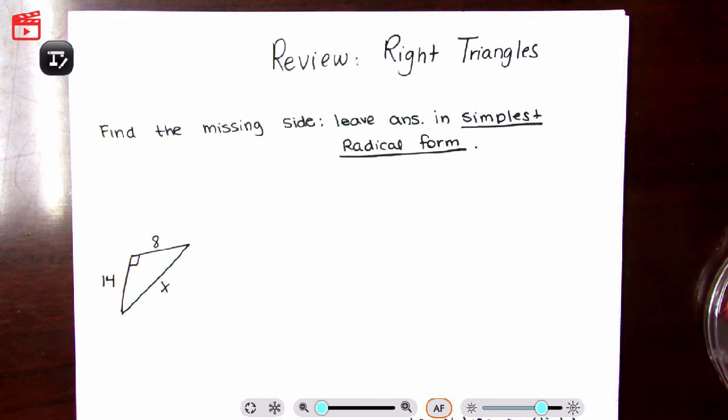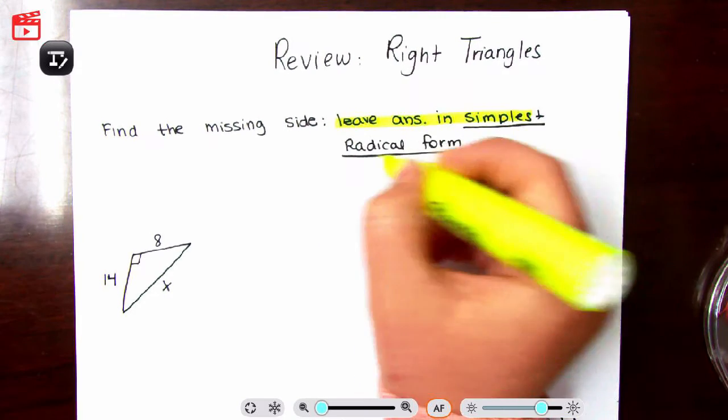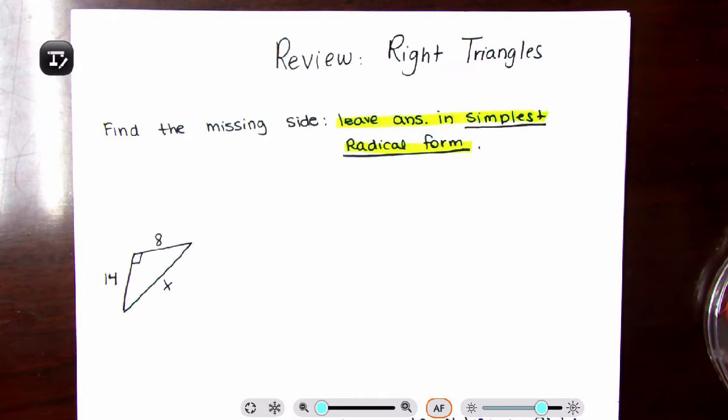In this video, we will be reviewing for our upcoming quiz on right triangles. First question is asking us to find the missing side of the right triangle. Now, it is asking us to leave your answer in simplest radical form. So this part right here is extremely important because it's going to tell you not to use a calculator to round. It's asking you to leave it in a radical form.